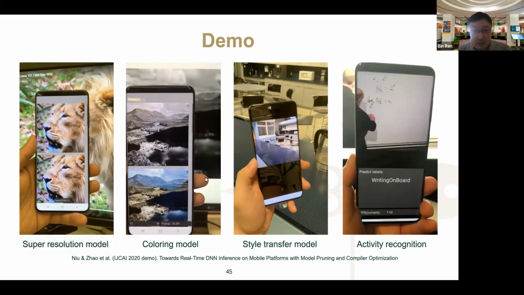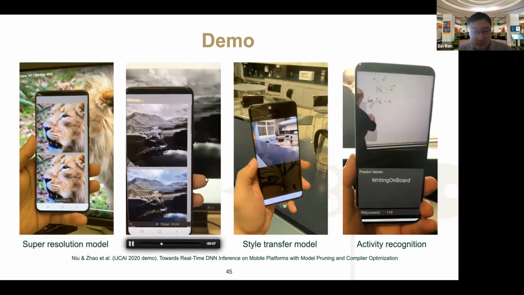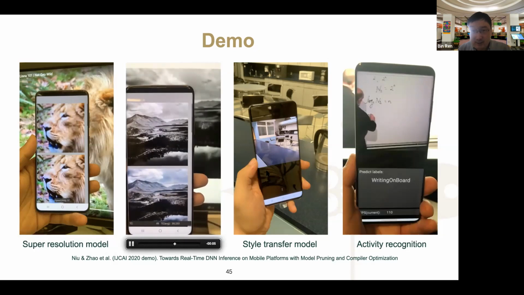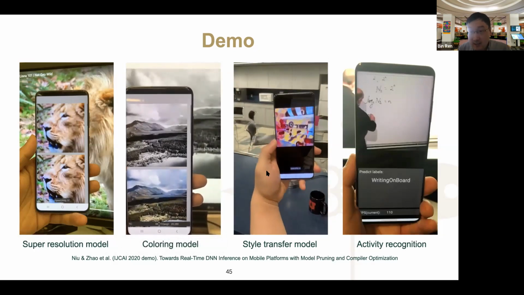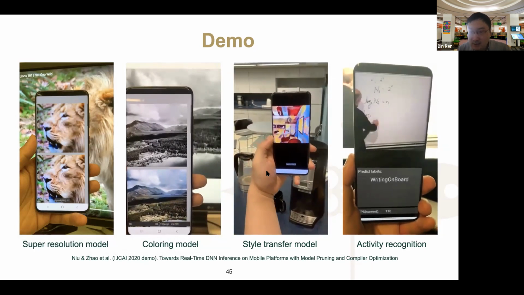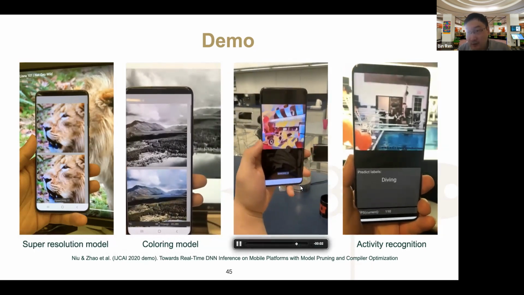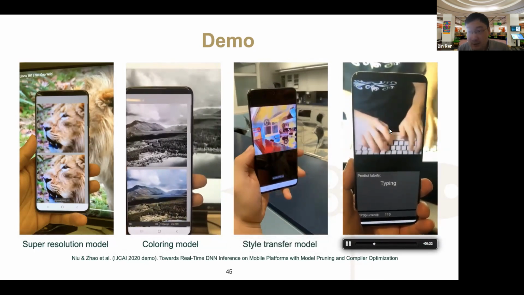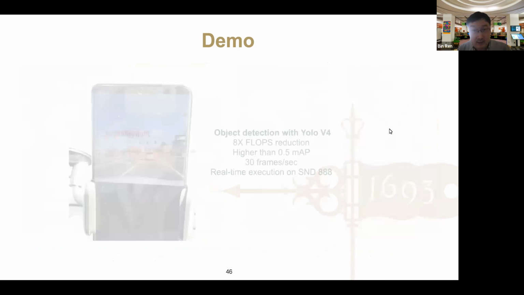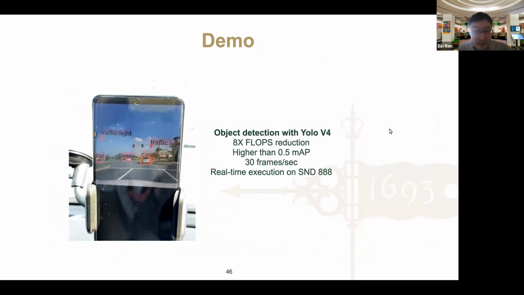And the second one is graph coloring, and the third one is style transfer. We can transfer this video into a Pepper Big style. And then we have the activity recognition. And for this one, we can also achieve ultra real-time execution. And this one is a famous object detection model, YOLO.